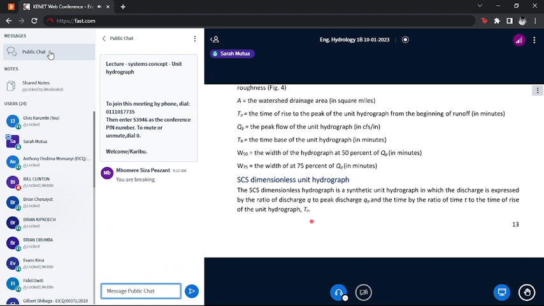Yes, I should have been breaking, but now I can see the connection is a little bit stable.